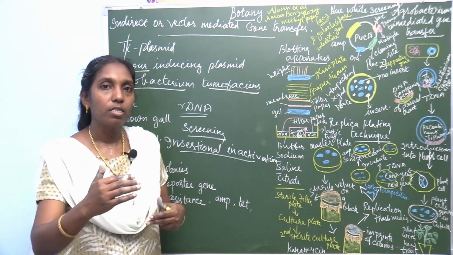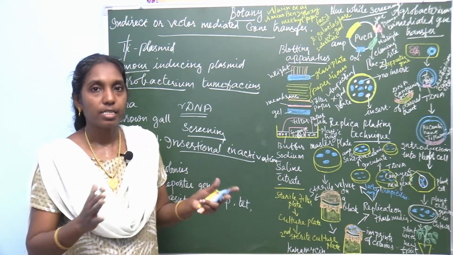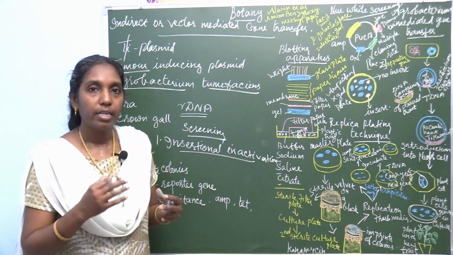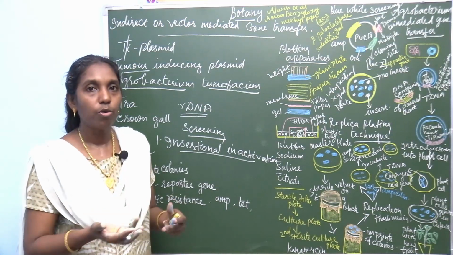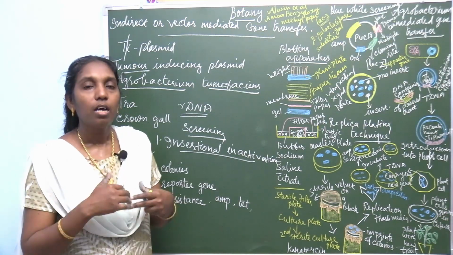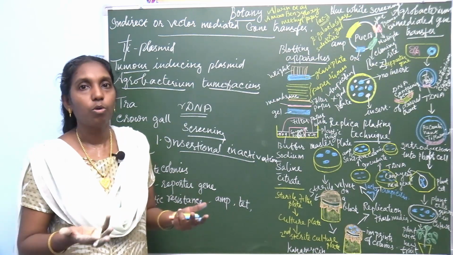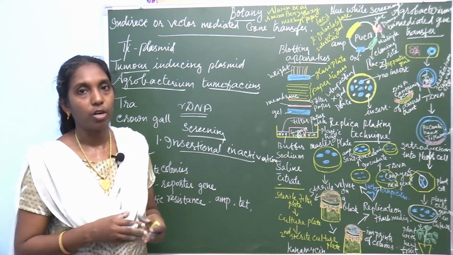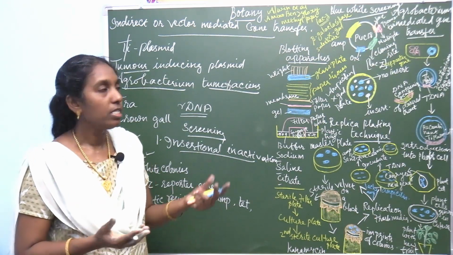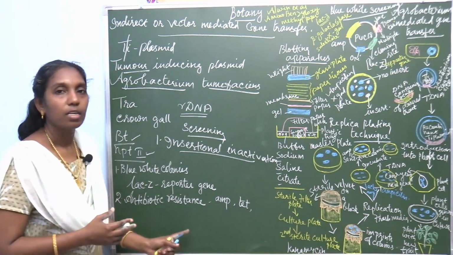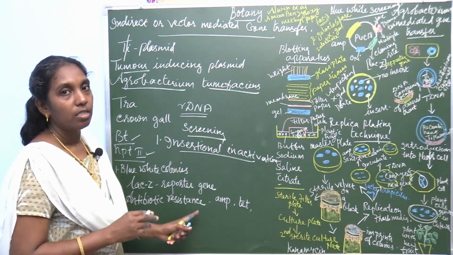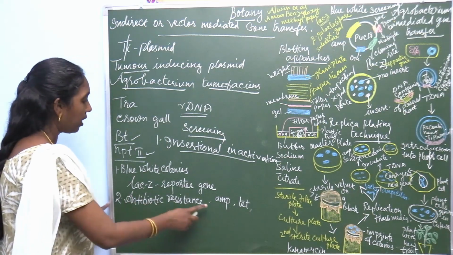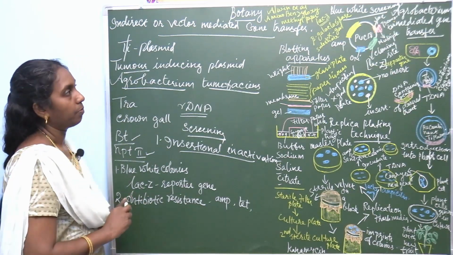When it grows on this, it is screening. The recombinant DNA is able to grow on this antibiotic substrate. Non-recombinants cannot grow on the antibiotic substrate. Depending upon this, the screening is done. So this is the second method of screening, antibiotic resistance.